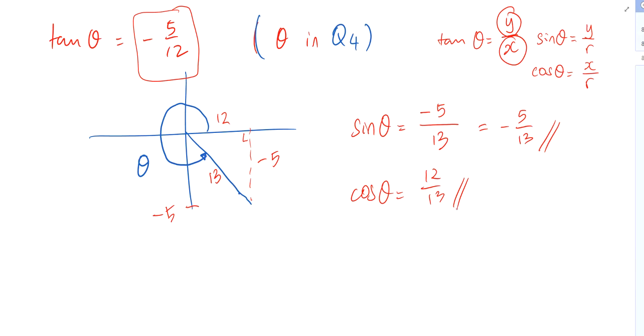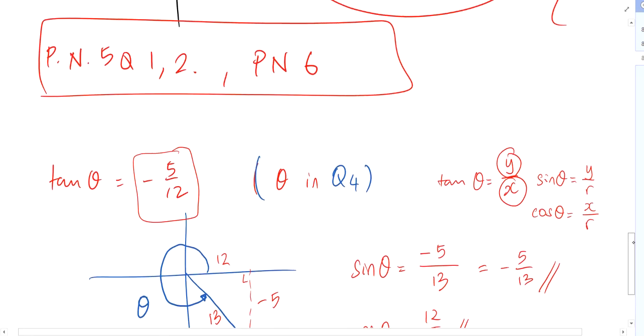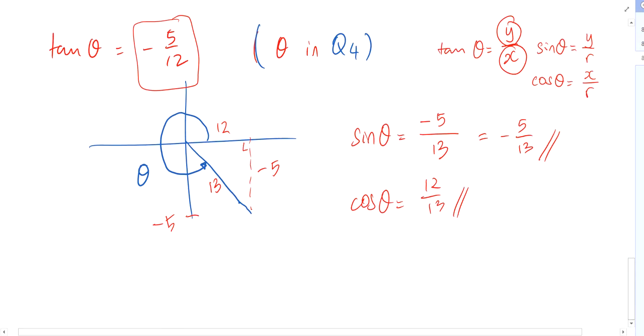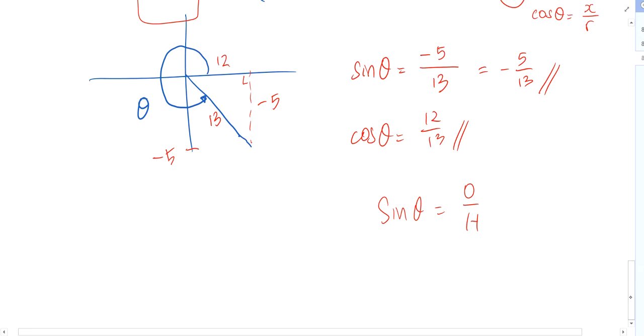Okay, next one. I also gave you Practice Now 6, right? Are you able to do Practice Now 6, part A? So you mean sine theta equals O over H, is it? Then you write down 12 over 13, right? When I see this, I will say that O over H is supposed to be equal to 0. So wrong lah. You get it? You get what I'm trying to say over here?